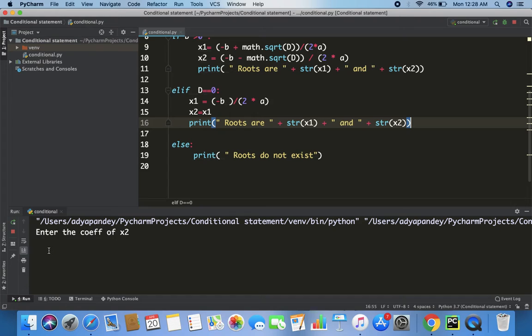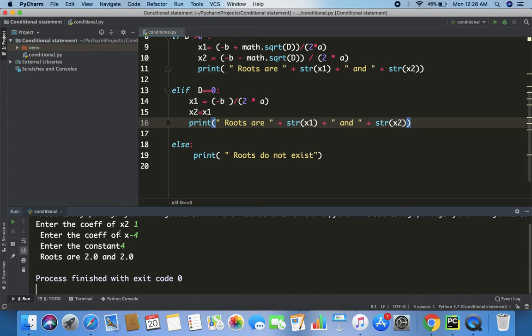First it says enter the coefficient of x square. I enter, for example, 1, and I'm taking the example x square minus 4x plus 4, so this will be minus 4, and the last will also be 4. This is the case of equal roots where the roots will be 2 and 2. Now it says the roots are 2 and 2.